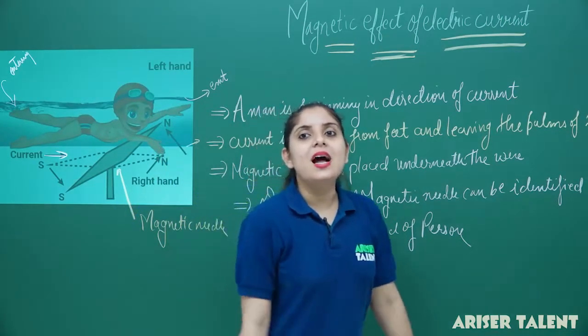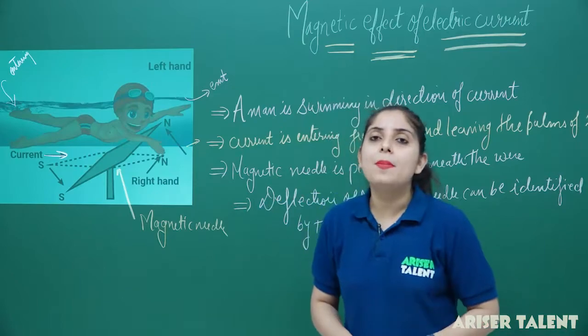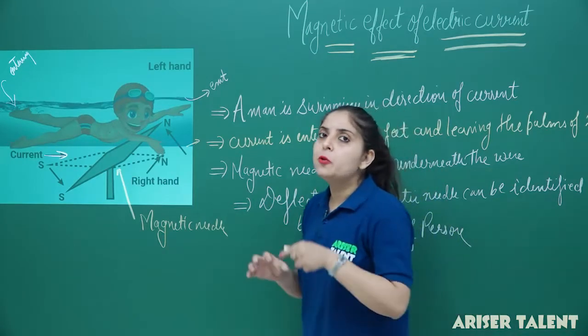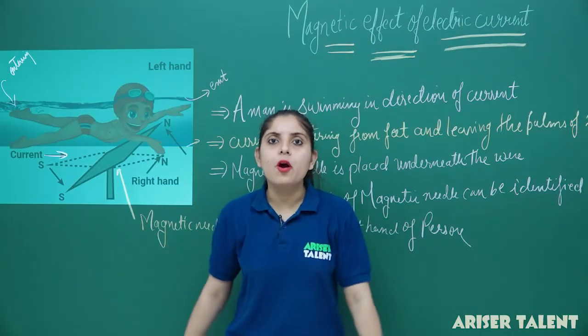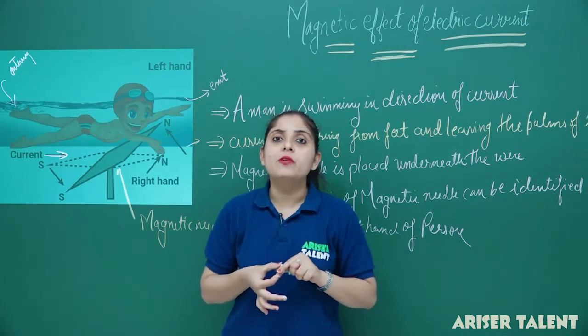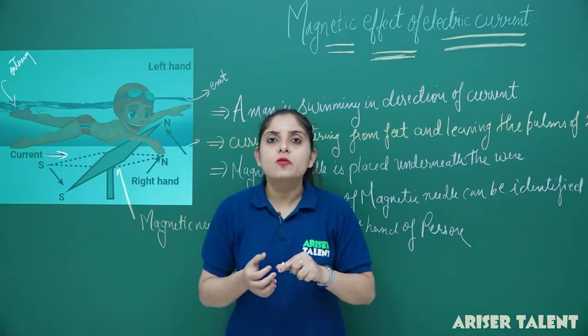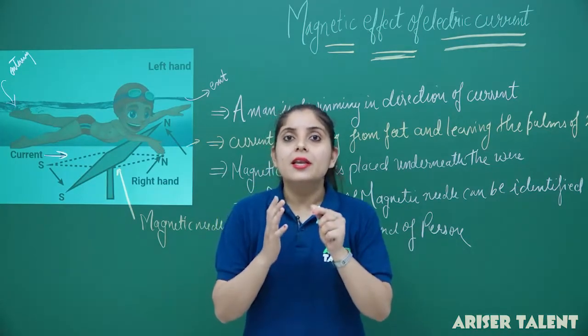Now let us start our new topic, the magnetic field due to a current carrying conductor, the magnetic field due to a circular coil, and what the magnetic field will be in the case of a solenoid. We will study these topics in today's lecture.